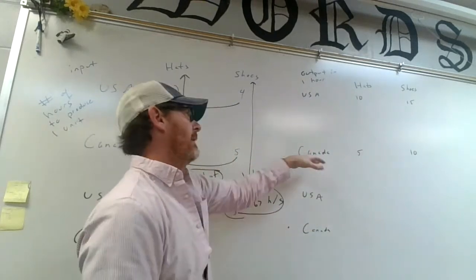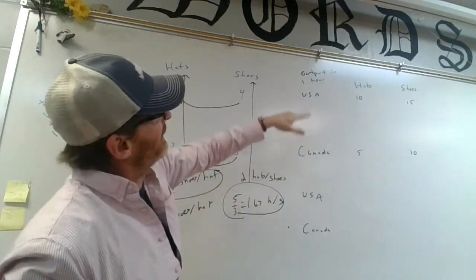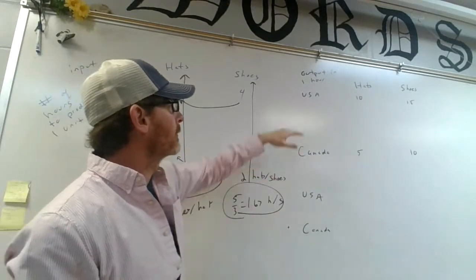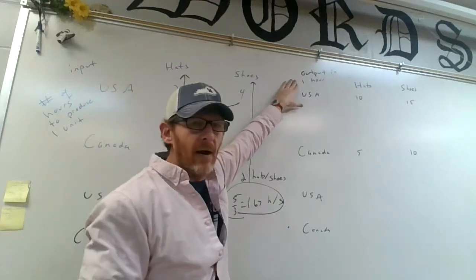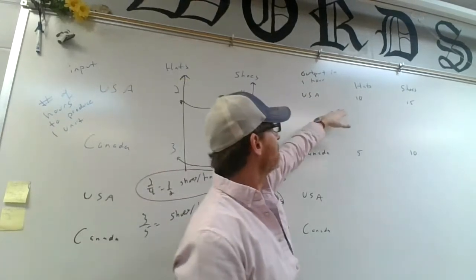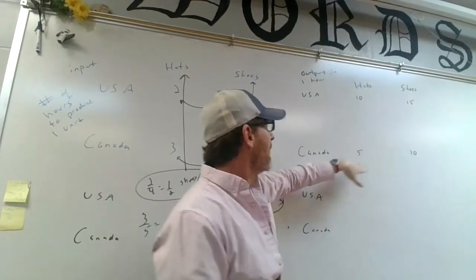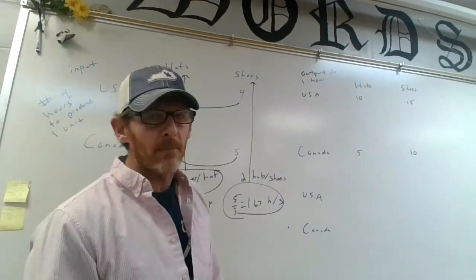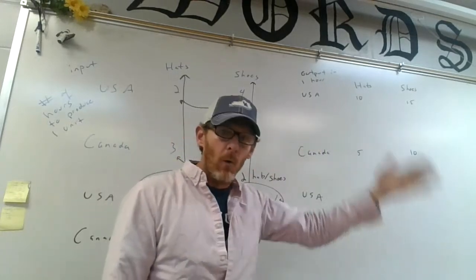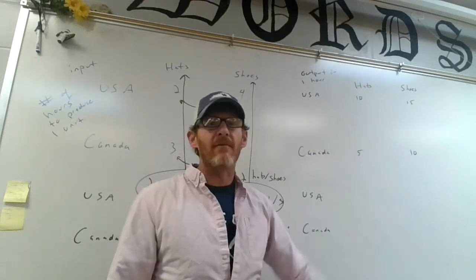Here's an output question. Again, America and Canada. Again, hats and shoes. This time 10, 15. So this is output per 1 hour. So we want to produce the most we can in 1 hour. So America is making 10 hats and 15 shoes. Canada's making 5 hats and 10 shoes. So America has the absolute advantage in making both again because they can make more. The output is wanting to have the most.